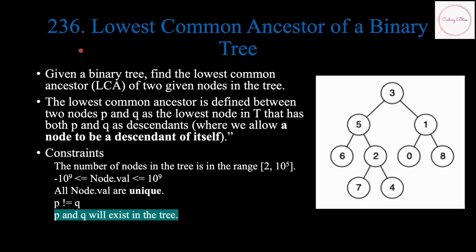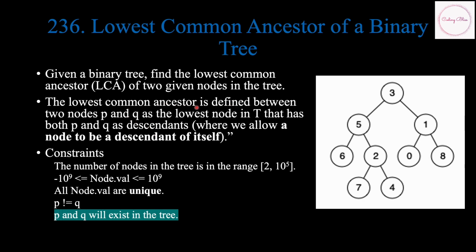Hi everyone. Today let's look at LeetCode problem 236, lowest common ancestor of a binary tree. Given a binary tree, so let's be very clear, it's a binary tree, not a binary search tree. Find the lowest common ancestor of two given nodes in the tree. So we have to find the common ancestor for two given nodes.